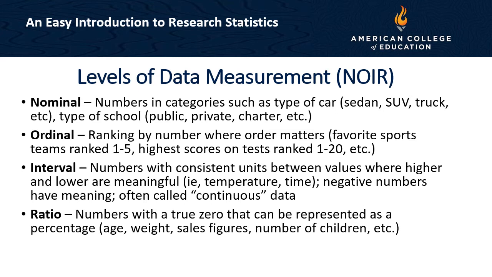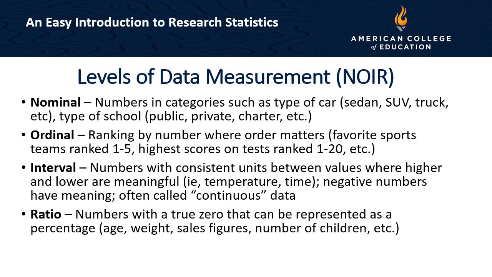Ordinal data are rankings by number where order matters, but not necessarily the difference in magnitude. So for example, if I asked you to rank your favorite sports teams from 1 to 5, it doesn't really tell me how much more you like Team 1 than you like Team 2, only that Team 1 ranks higher than Team 2.